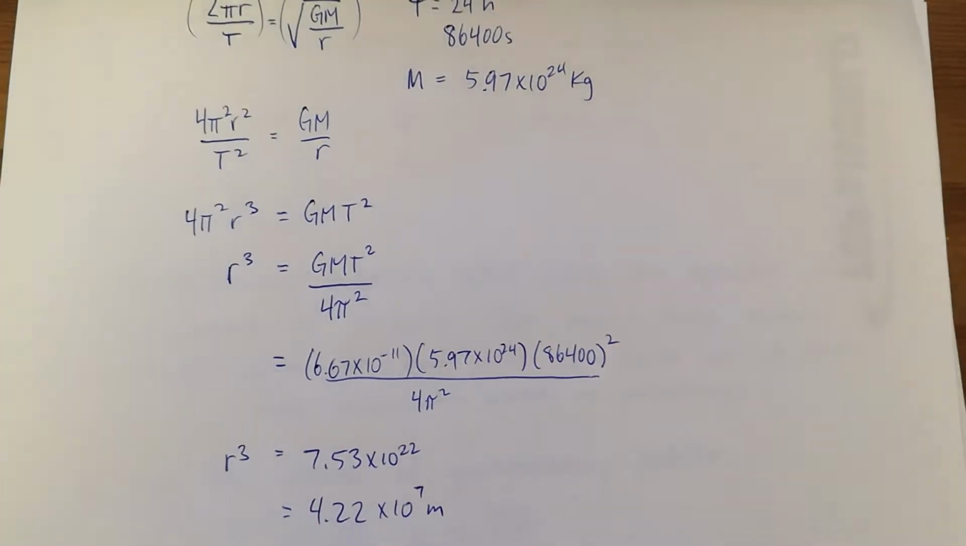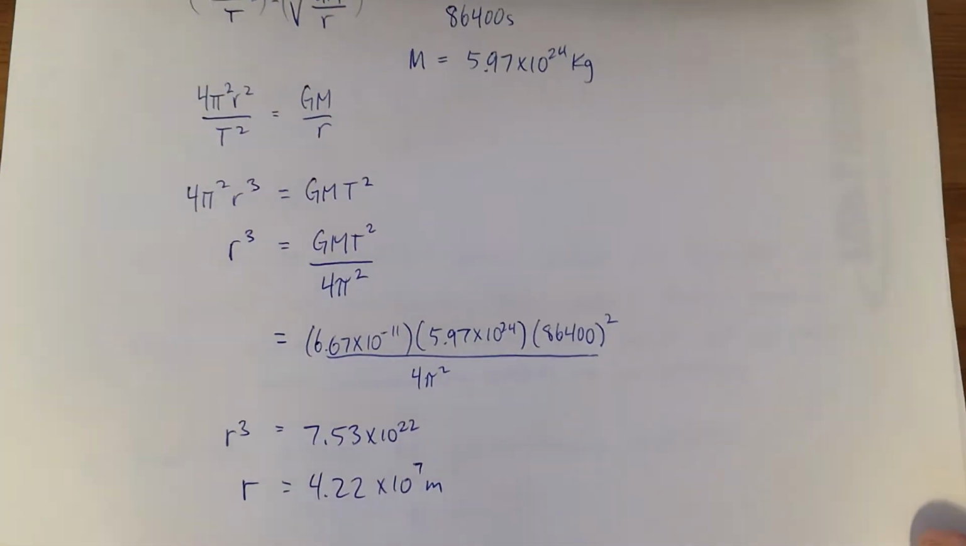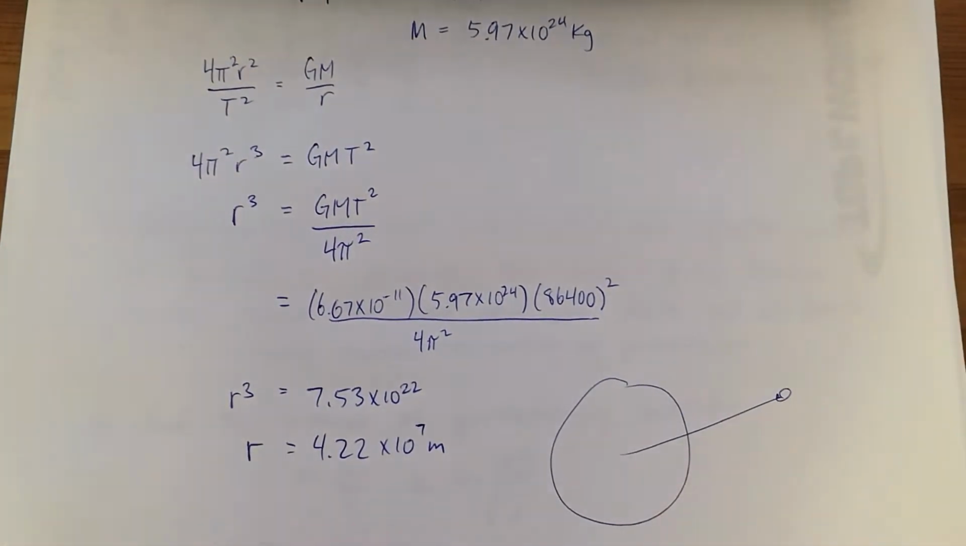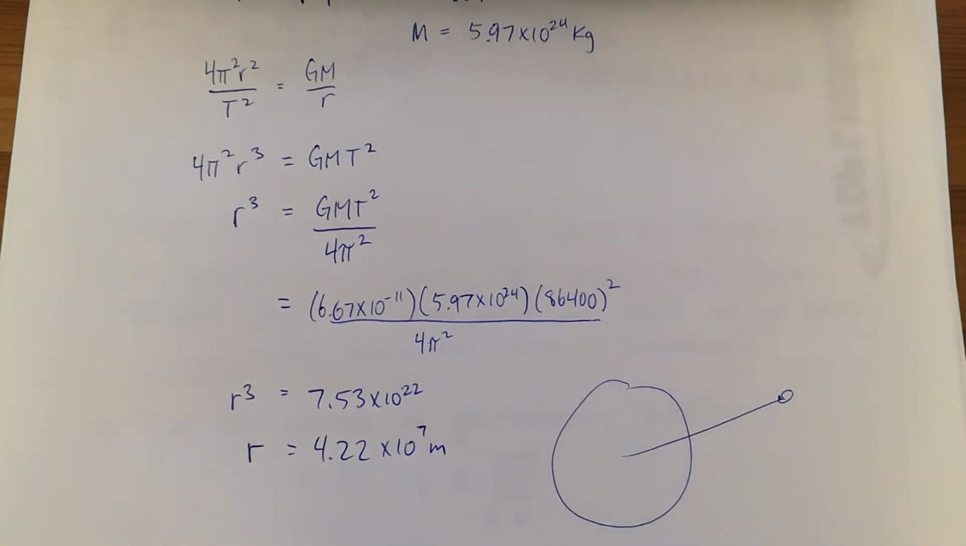Okay, but that is its distance from the center of Earth. Because remember, all of these r's, orbital radii, are from the centers. It never mattered when we were talking about planets because the distance away from the sun is so great that the radius of the sun doesn't matter, doesn't add anything to it. It changes like the 8th decimal point or something like that.